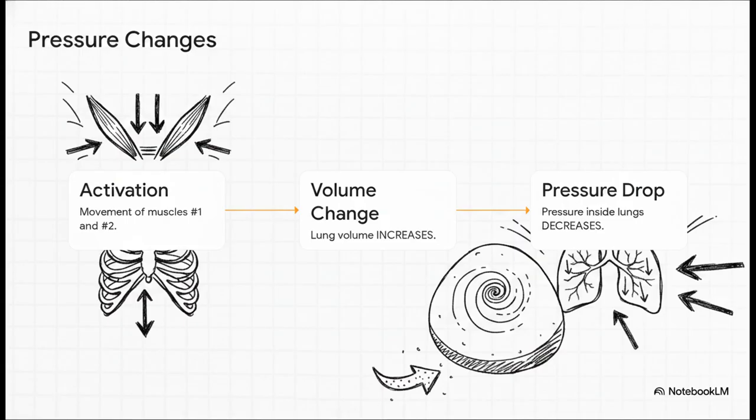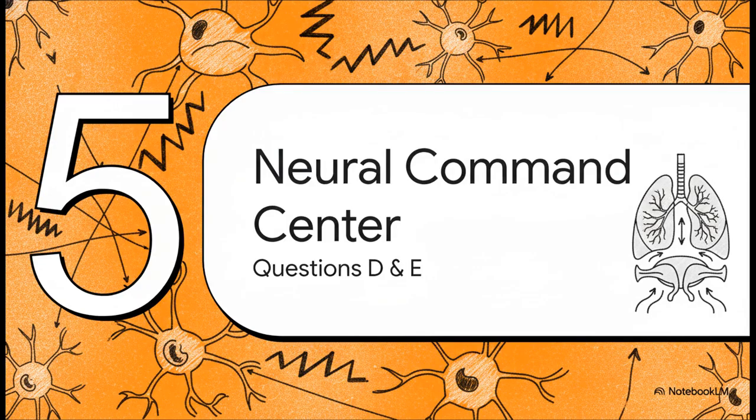And finally, step 4. Nature hates a vacuum, right? So to balance that pressure difference, air just rushes right in. Your muscles don't grab the air. They just change the pressure, and the atmosphere does the rest of the work for you. Now for part 5, the neural command center. Let's look at the nervous system's role.